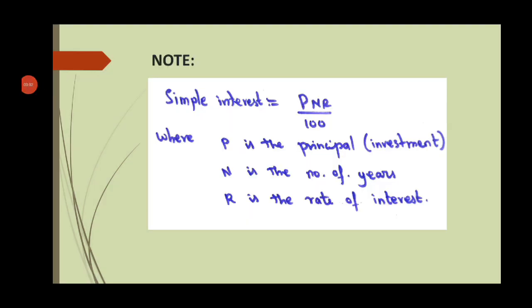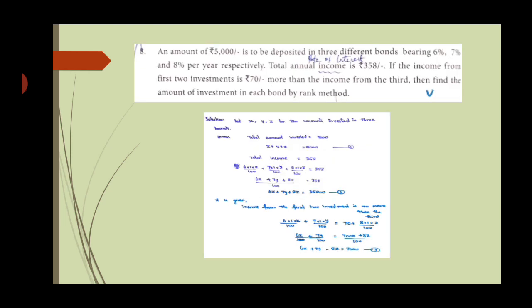And now before seeing a sum, we need this hint. We have learned this formula already. Simple interest equal to PNR by 100, that is principal into n, number of years, into R, rate of interest, by 100. So P is the principal, principal means the investment. N is the number of years. R is the rate of interest. Using this we are going to do a sum now.